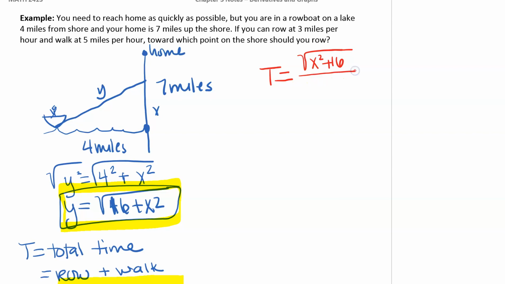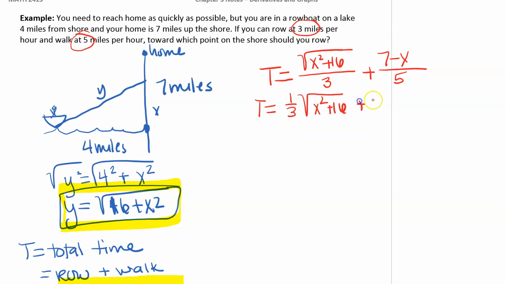Over our rate at which it is for us to row, and it said our rate for rowing was 3 miles per hour. Plus, we're going to do our 7 minus x, which we already had, over our rate for walking, which we are walking at 5 miles per hour. So that's our time equation. I'm going to just manipulate this to make it a little bit more user-friendly. So that would be 1/3 the square root of x squared plus 16 plus 1/5 times 7 minus x.